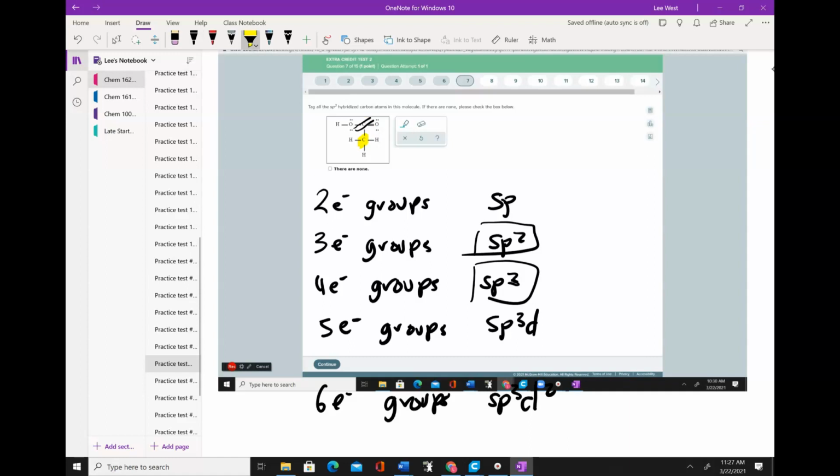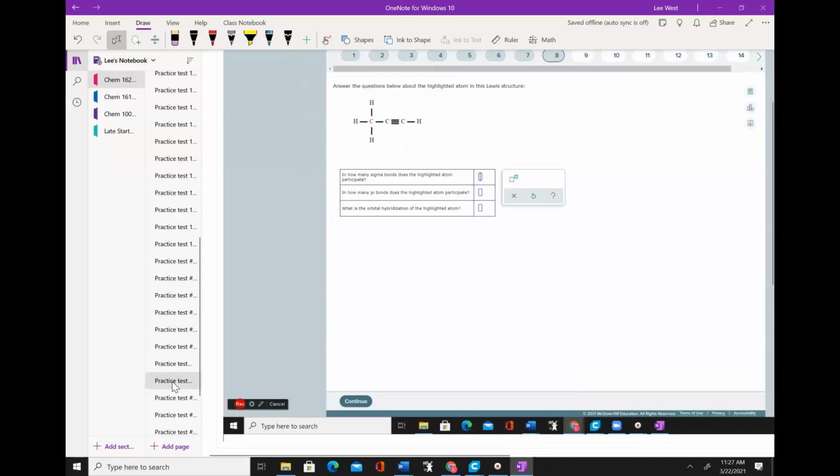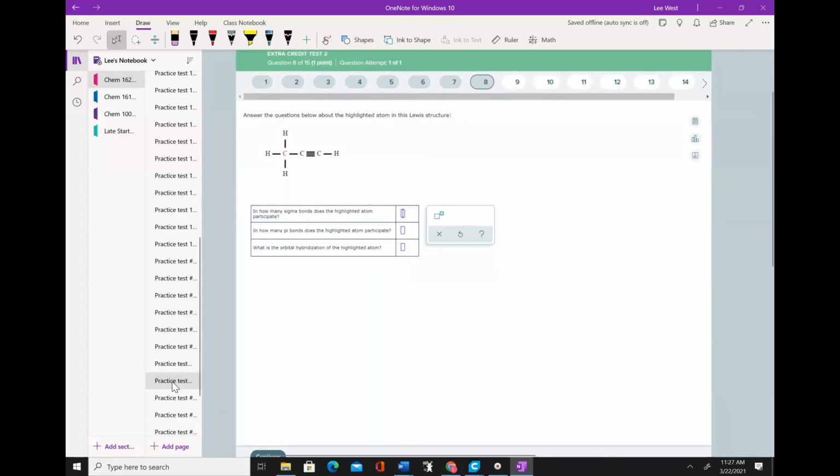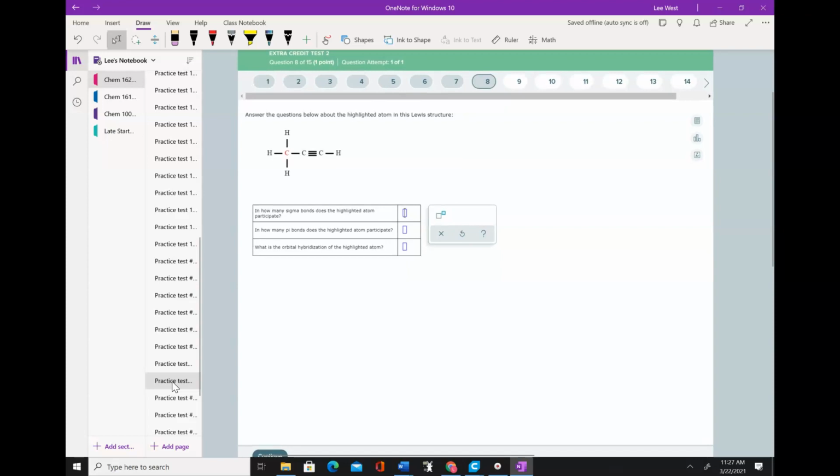All right, so that is sp3 hybridized. Pretty straightforward. It's just a matter of counting up the number of electron groups and then assigning the correct hybridization. Okay, let's have a look at this one. It says, answer the questions below about the highlighted atom in this Lewis structure.